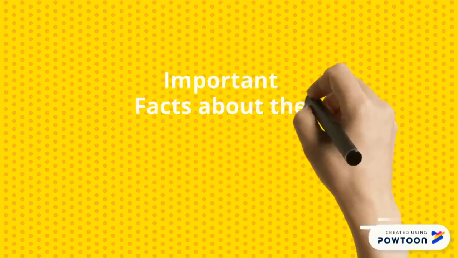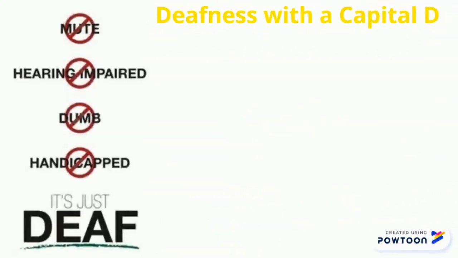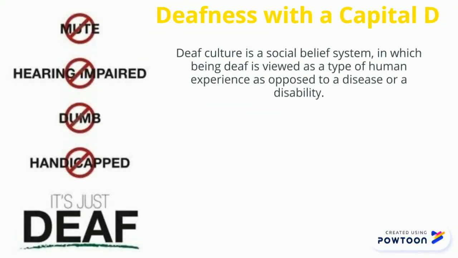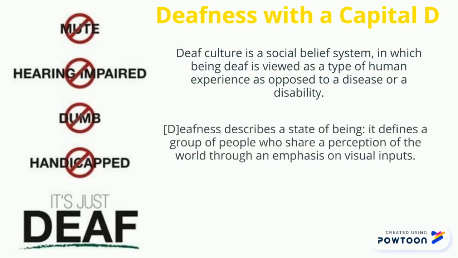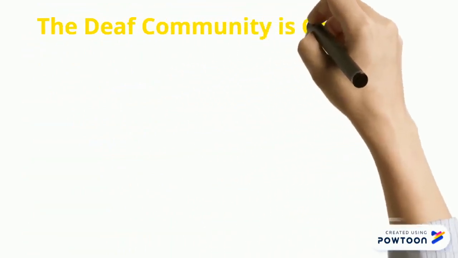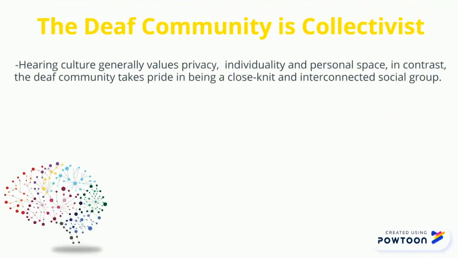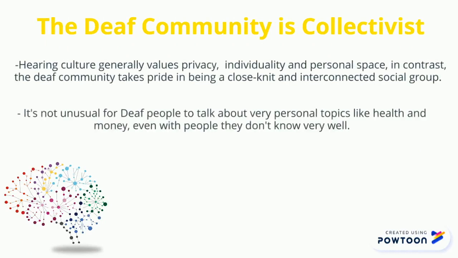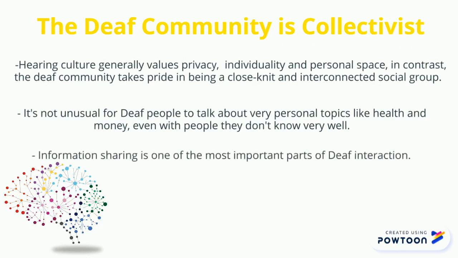Now we'll go over some interesting facts about the deaf community. As mentioned before, deafness shouldn't be viewed as a disability. Therefore, deafness with a capital D represents a completely different human experience, one that should be lived through visual inputs rather than auditory. The deaf community is extremely interconnected and collectivist, and it places great value on two things: information sharing and clarity. So it is not surprising that sometimes deaf interactions might sound blunt or very straightforward to a member of the hearing community.